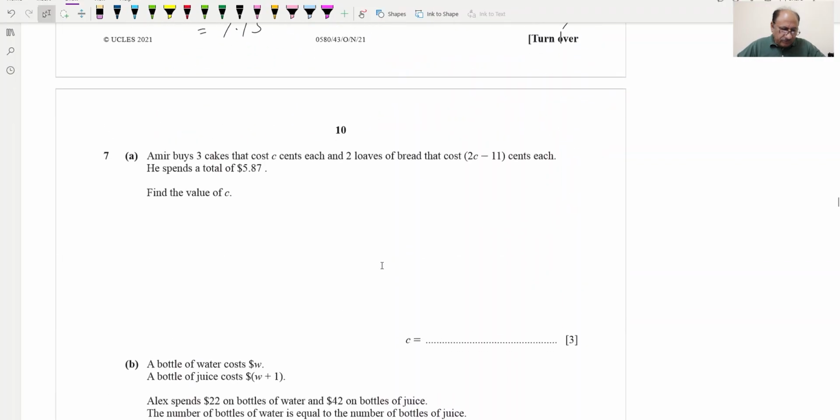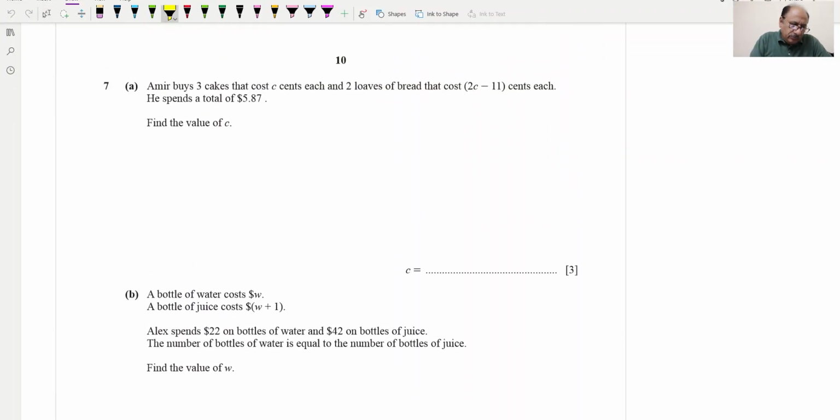Hopefully you understood this. Question number 7a part. Amir buys 3 cakes that cost C cents each and 2 loaves of bread that cost 2C minus 11 cents each. He spends a total of this many dollars. Find the value of C.